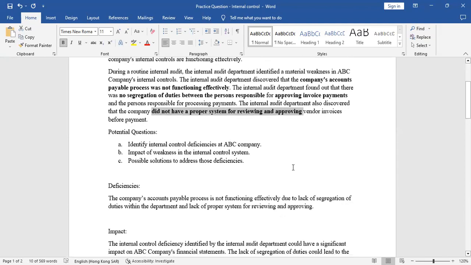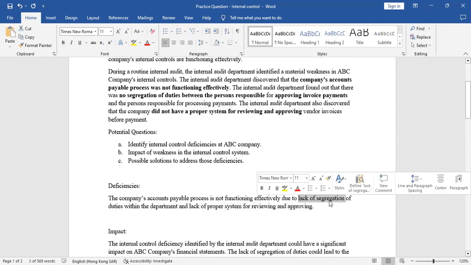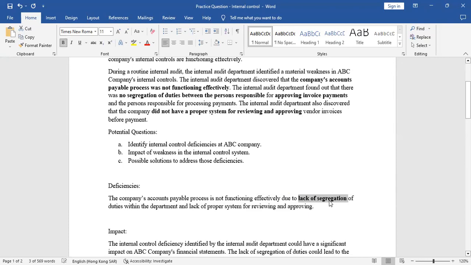The first one would be lack of segregation of duties. I have actually highlighted and created separate paragraphs here: lack of segregation of duties, and lack of a proper system of review and approval. So these are the two internal control deficiencies at ABC company. Now, this question is relatively simple and will not amount to many marks here.